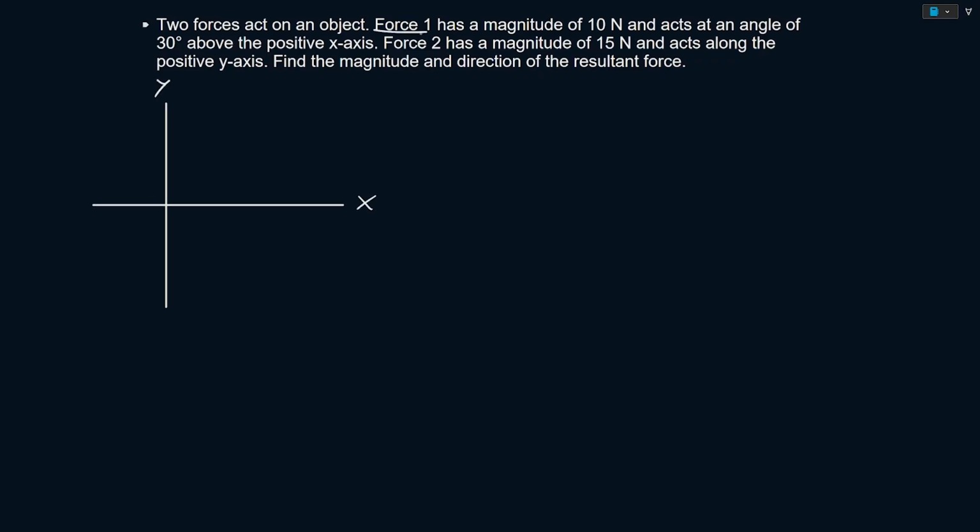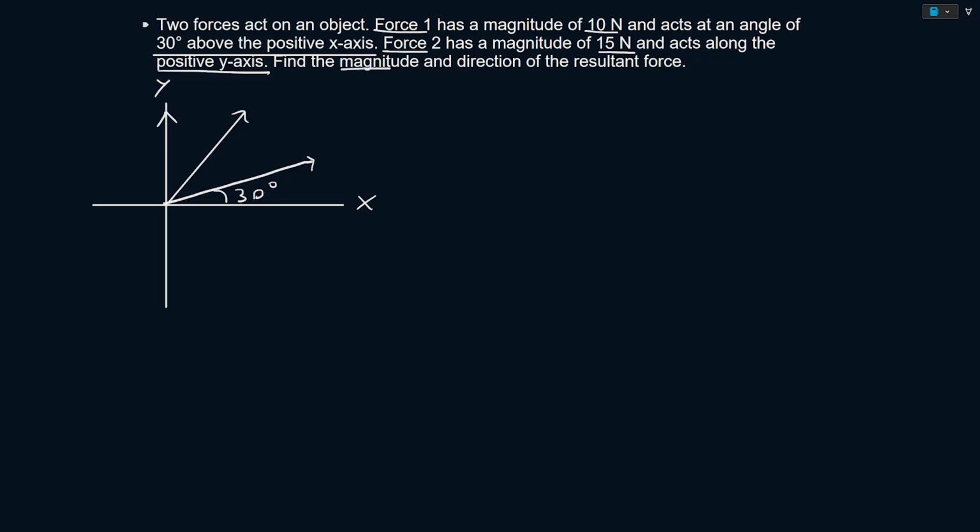Our force 1 has a magnitude of 10 newtons and acts at an angle of 30 degrees above the positive x-axis. This means that the force is moving somewhere in this direction. We'll pretend that this is 30 degrees. Force 2 has a magnitude of 15 newtons and acts along the positive y-axis. So it is moving somewhere over here. The resultant force will then be somewhere out in this direction.